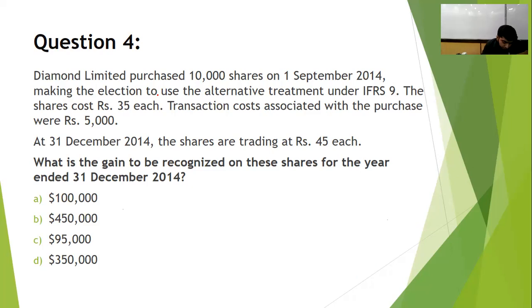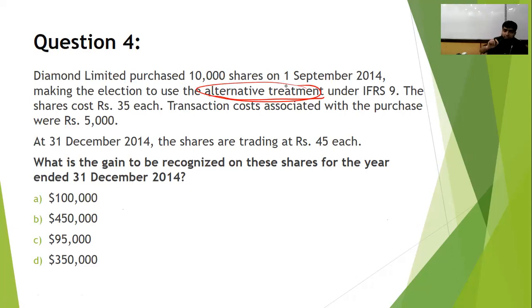Yes, I need your participation. Everyone, is there any clear indicator from the examiner as to which method we need to adopt for this scenario? Yes, it's fair value through OCI. Absolutely. Why? Because it is clearly mentioned in the question that the company has elected the alternative treatment. Always remember, if there is alternative treatment, it means we are talking about fair value through OCI.